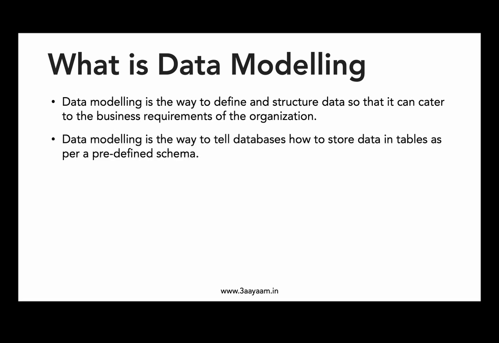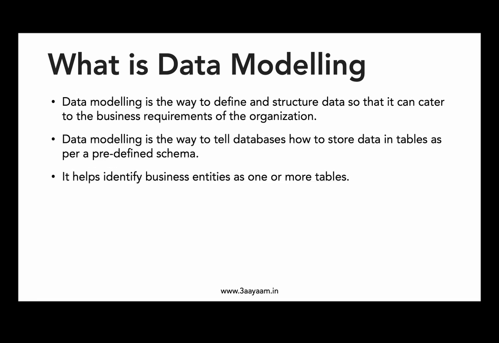Another definition is that data modeling is the way to tell databases how to store data in tables as per a predefined schema. By now you already know what a schema is. Schema is the outcome of the data modeling process. When you do data modeling, the output should be the schema of one or more tables. So this is the way to tell databases that this is how I'm going to store data as per this schema, which is the output of the data modeling process.